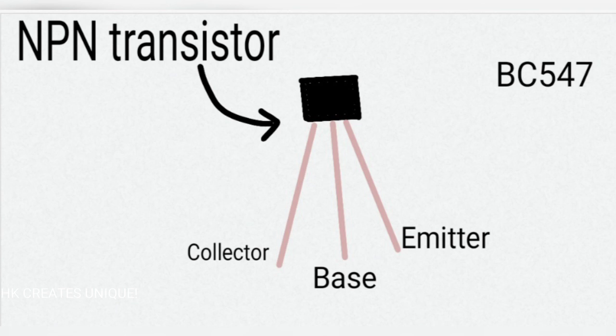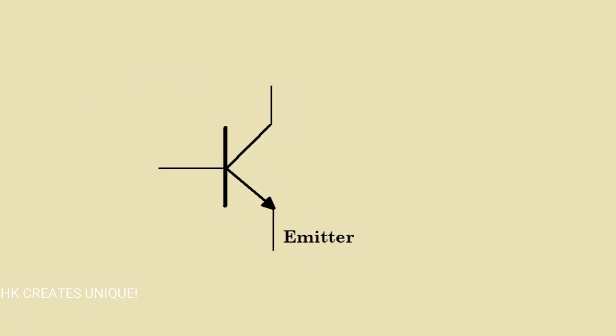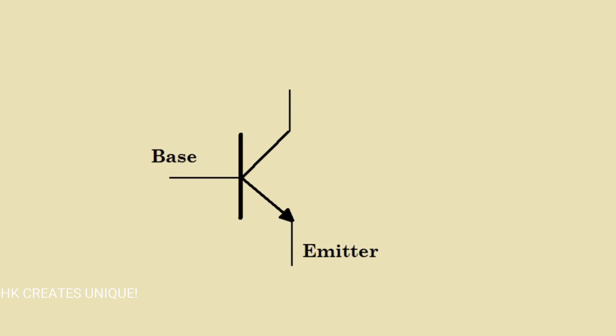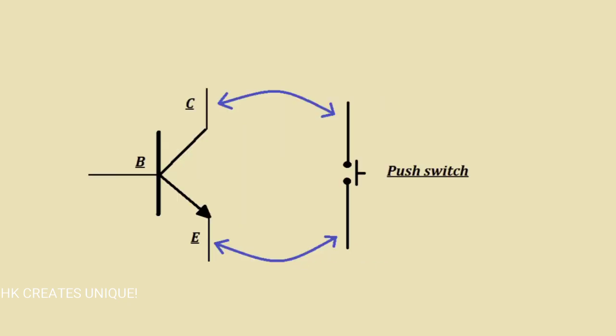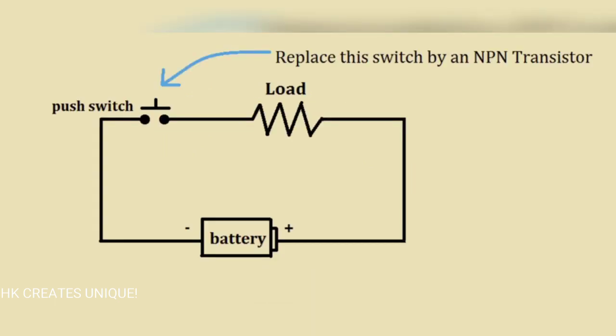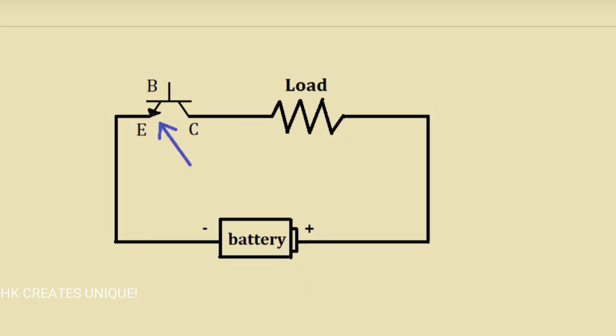There are three terminals of a transistor. This is the symbol for an NPN type transistor. It has an emitter terminal, a base terminal, and a collector terminal. The emitter and collector terminal of a transistor is similar to the two terminals of a push switch. So we can connect transistor in a circuit like this.